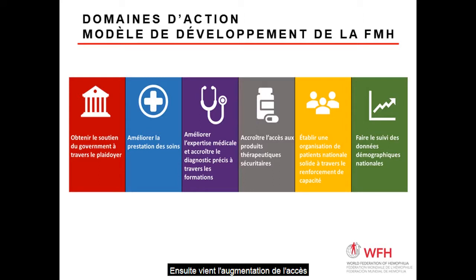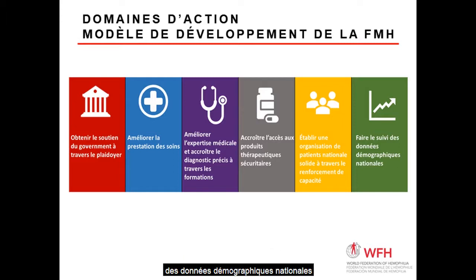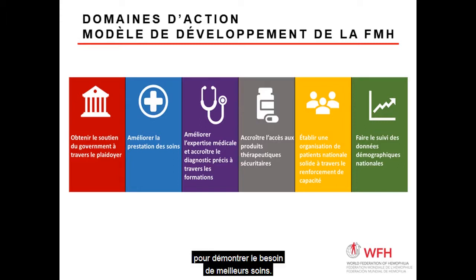Next is to increase access to safe treatment products, to build a strong national patient organization through capacity building, and to track national demographic data. And under national demographic data, we imply both the general, let's say, national patient registries, but also more elaborate registries that can track data on health outcomes. So obviously the main objective of tracking the national demographic data is to use this data for advocacy to make the case for better care.